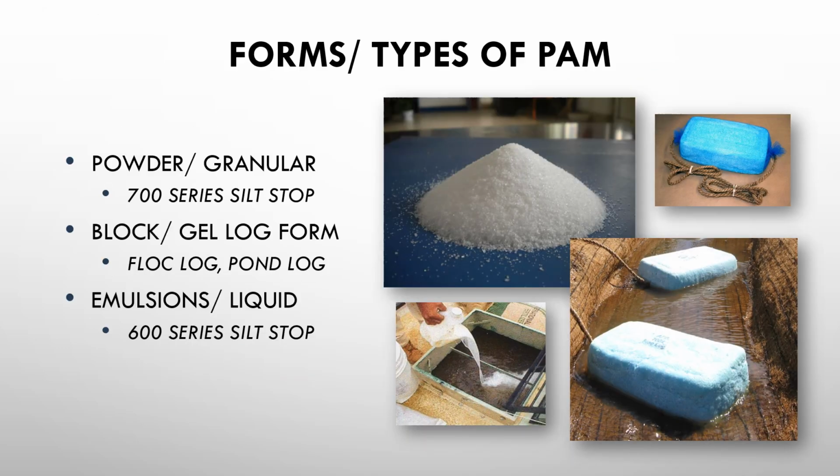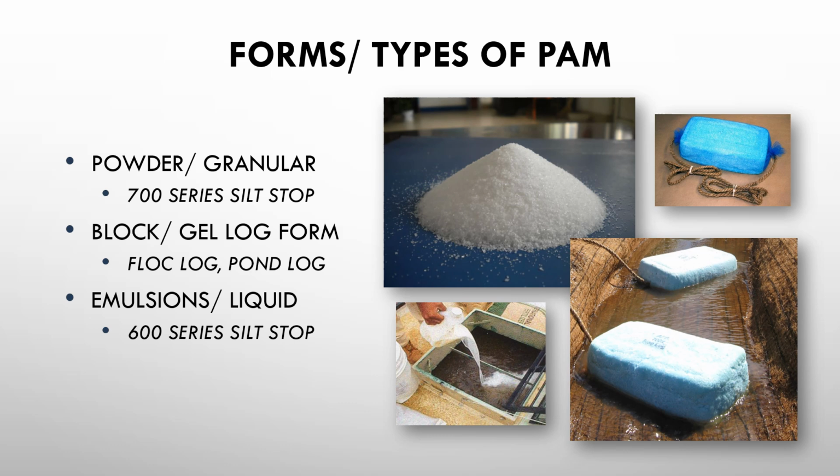There are different forms and types of polyacrylamide. When it's made, it looks like a granular or powder, and that's the Silt Stop, and that's used for both water treatment and erosion control, and you'll see some of the other applications that we are using it for today. We take that granular form and blends of those granular polymers and combine them and hydrate them into a solid form that you'll see in the two pictures on the right-hand side. And those are used specifically for water treatment. Those are called floc logs and pond logs.